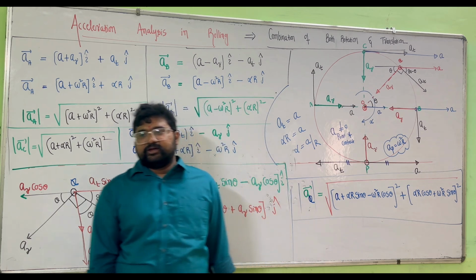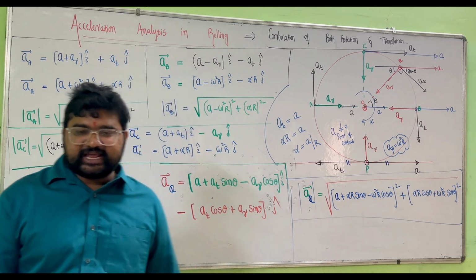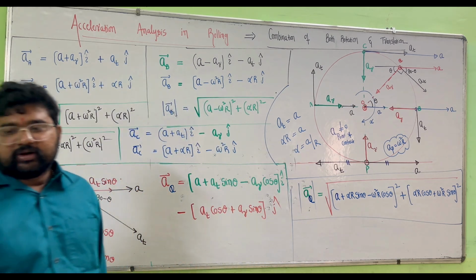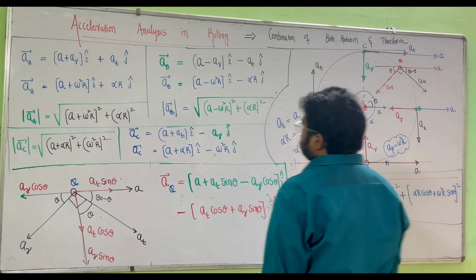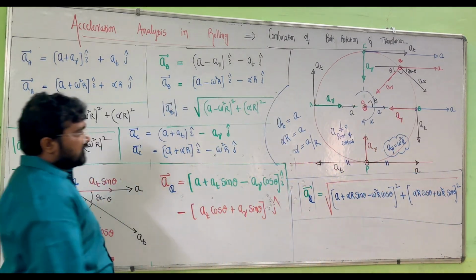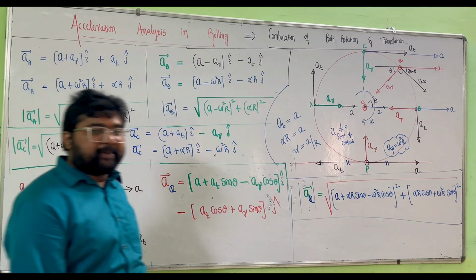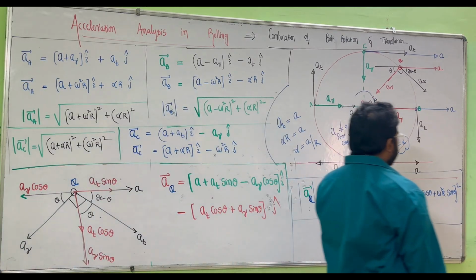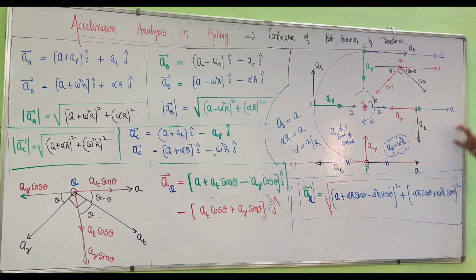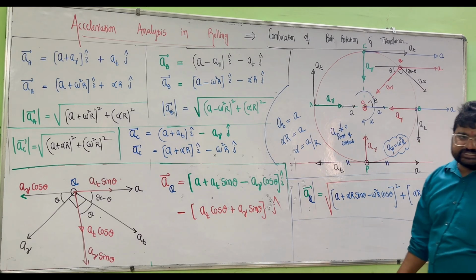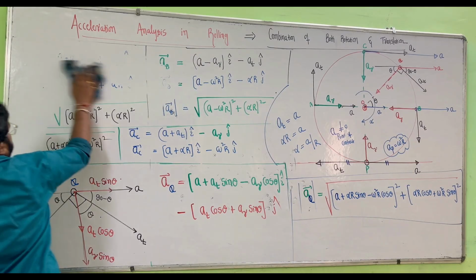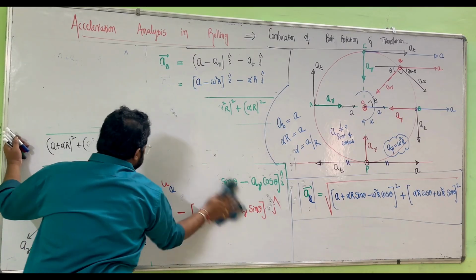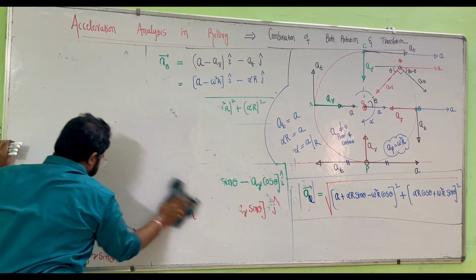Circular motion. In circular motion, linear acceleration won't come. Now write down acceleration analysis in circular motion. In rolling, we need to combine both rotation and translation. For translation, A will come. For rotation, radial and tangential acceleration will come. Next slide now.